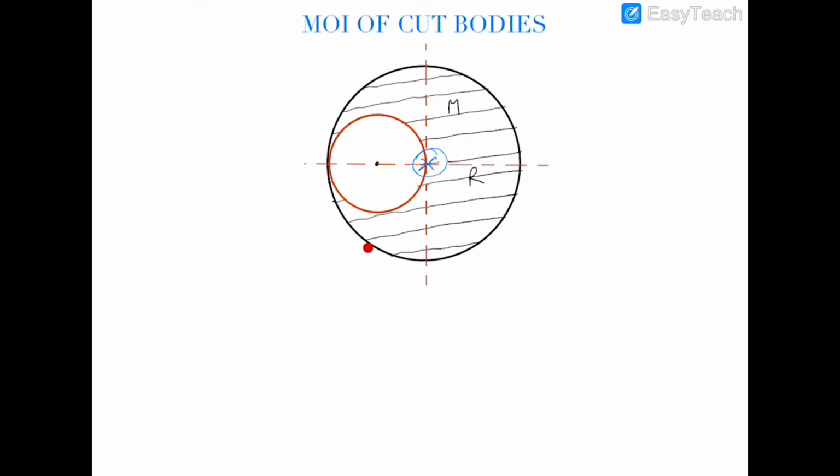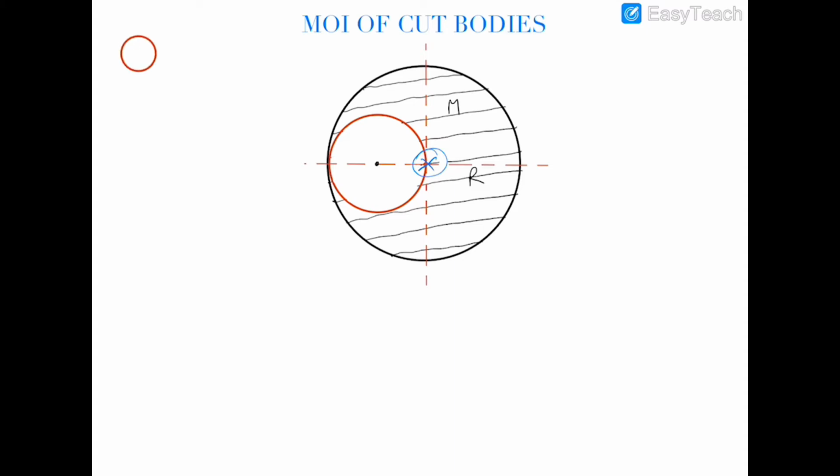Now, this object is formed by removing a small disk from this bigger disk, and you can clearly see that after removing this small disk, the mass of this remaining object is m, and this is r. The distance between this point and this point is r. And you can see easily that the radius of this smaller disk is r by 2. So we have to find out the moment of inertia of this object.